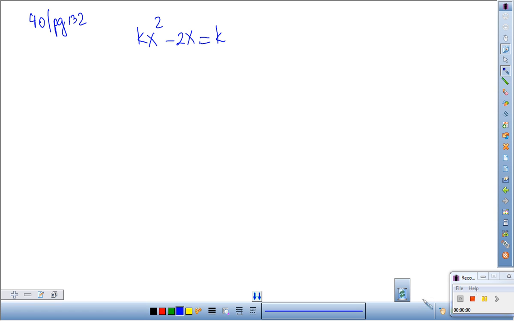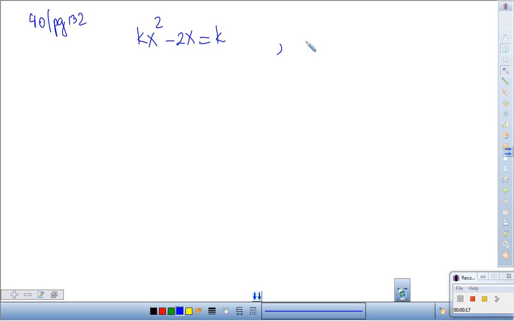A great example of a problem-solving question on this upcoming unit test is problem number 40 on page 132. We are asked to solve for x by completing the square. So we have the expression kx squared minus 2x equals k.